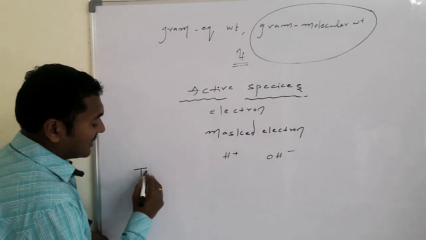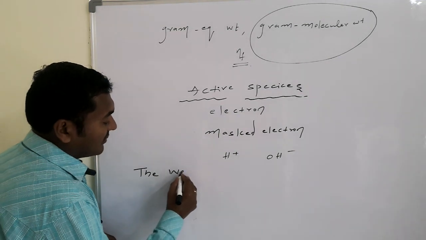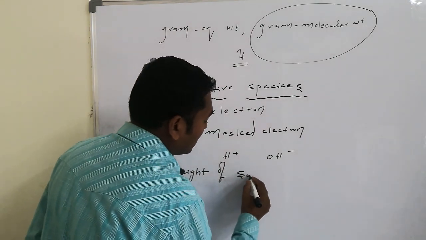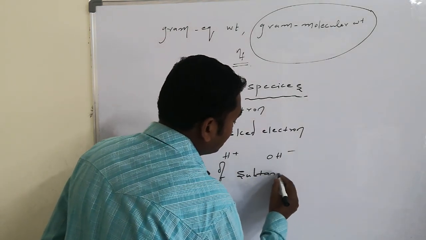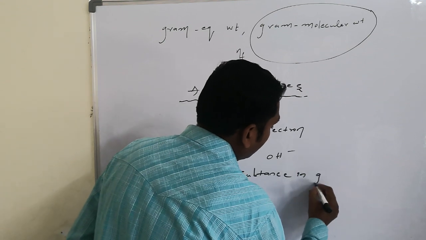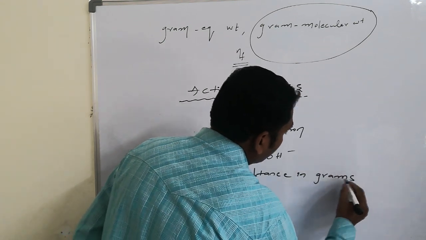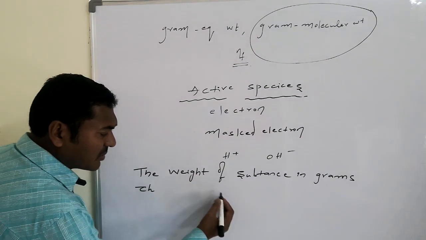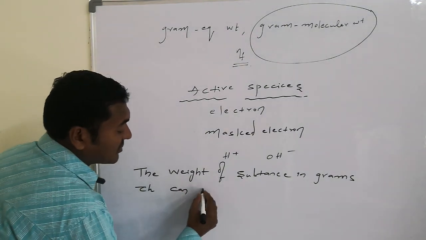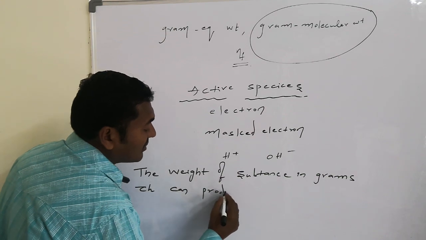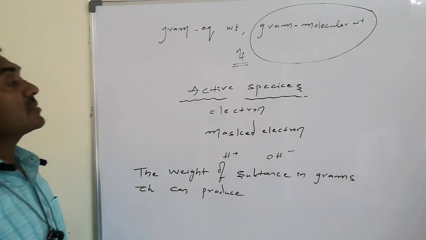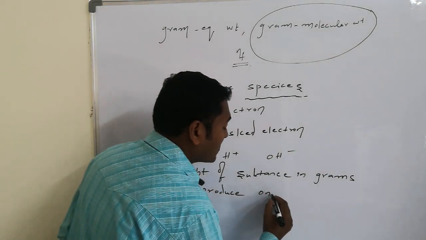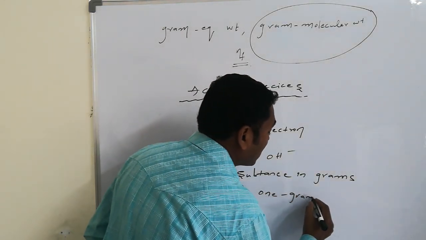The weight of substance in grams which can produce, what can it produce? 1 gram of active species. What is meant by 1 gram? Produce 1 gram. 1 gram stands for what?